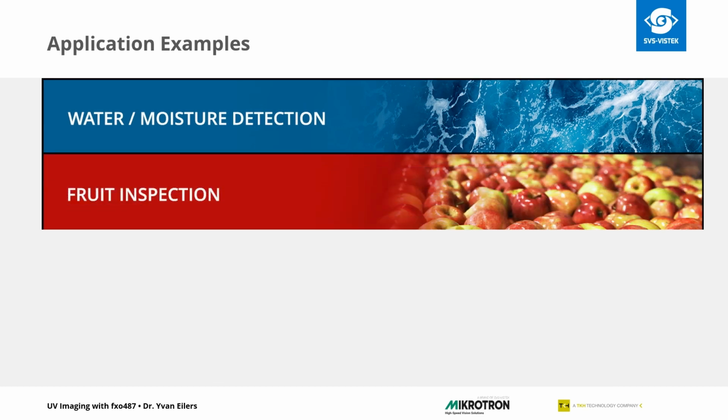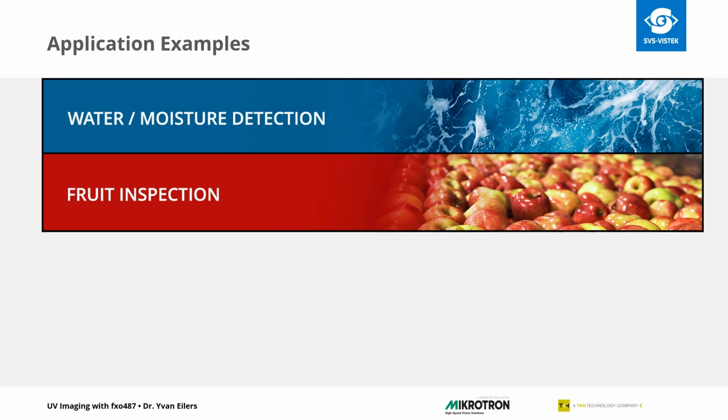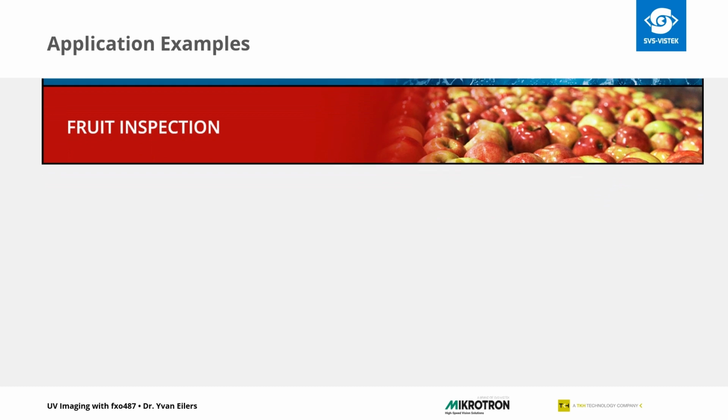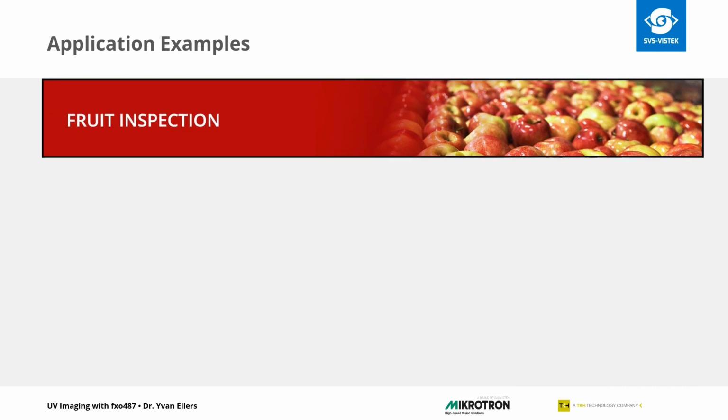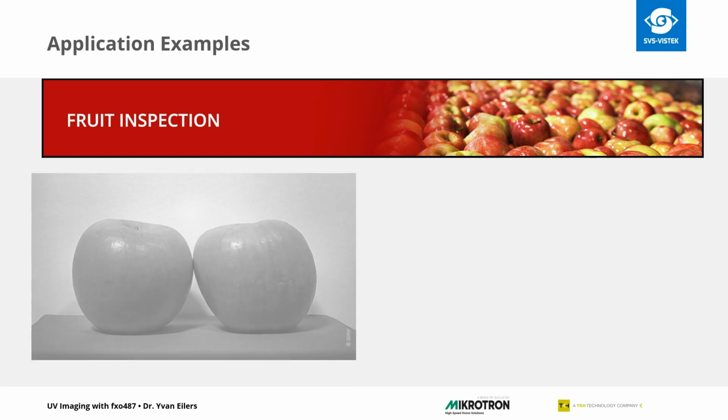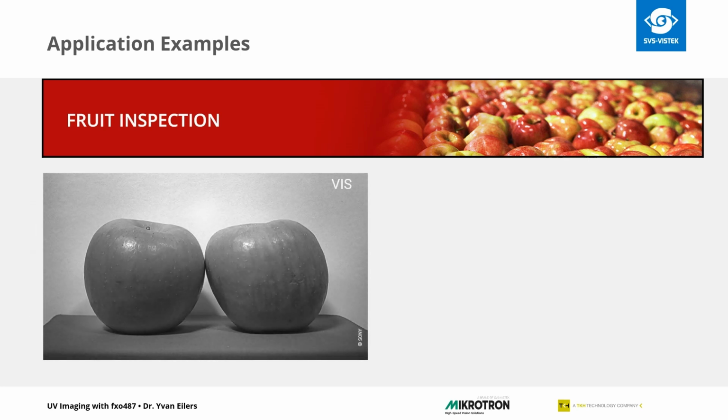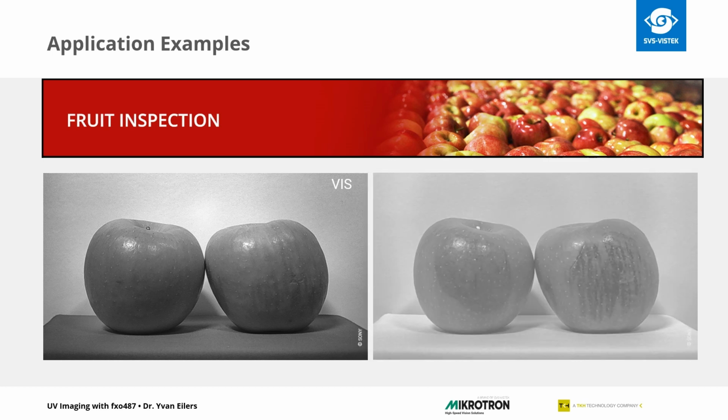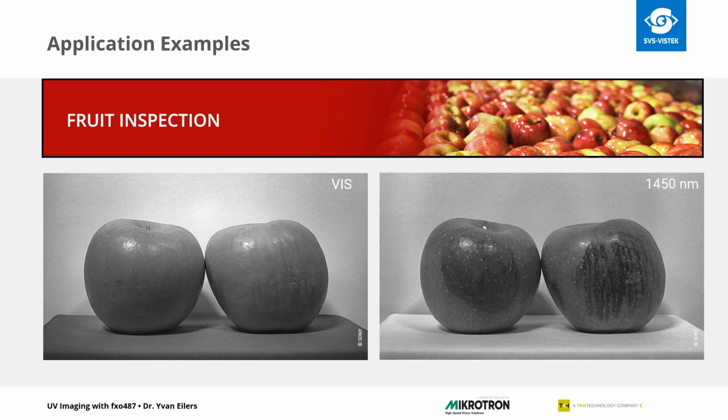Another application where the same concept is used is in the food industry, for example, in the inspection of apples. Some apples may have internal defects, such as bruises, that are difficult to detect with visible light. However, as soon as we switch to the correct wavelengths, the bruises become clearly visible, as can be seen in the image on the right, which was taken at 1450 nanometer.